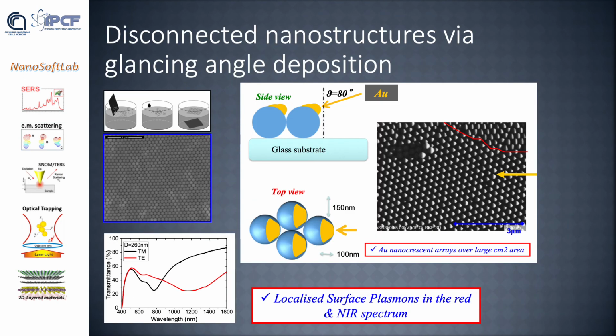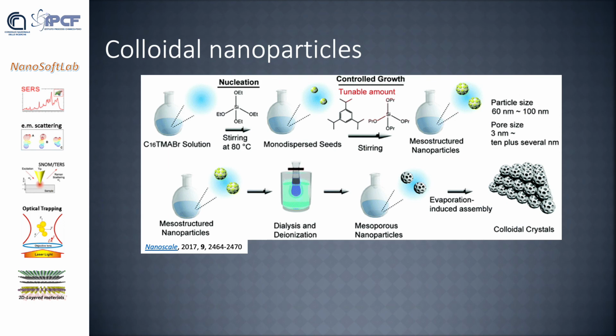Individual nanostructures can also be made by direct deposition at glancing angle. In this case, some self-assembled monolayer or polymeric nanospheres have been produced, and after this some gold has been deposited at glancing angle in order to form these sort of nanocrescent shapes that, as shown here, feature nice plasmonic resonances. This method is large area and very low cost.